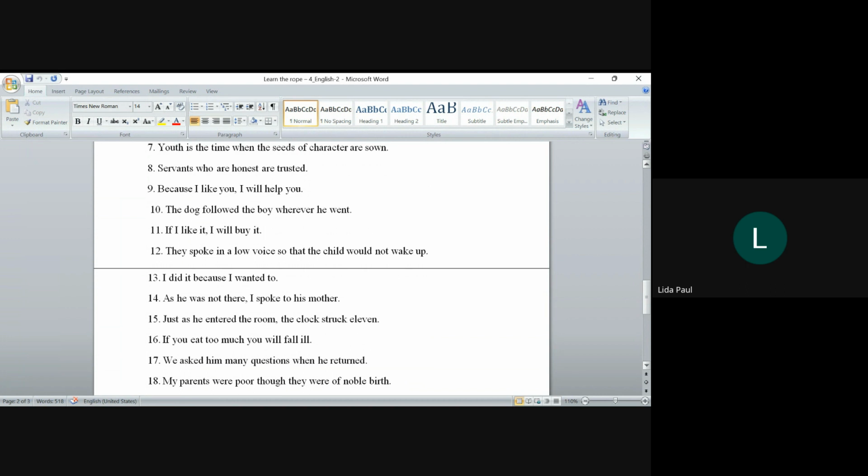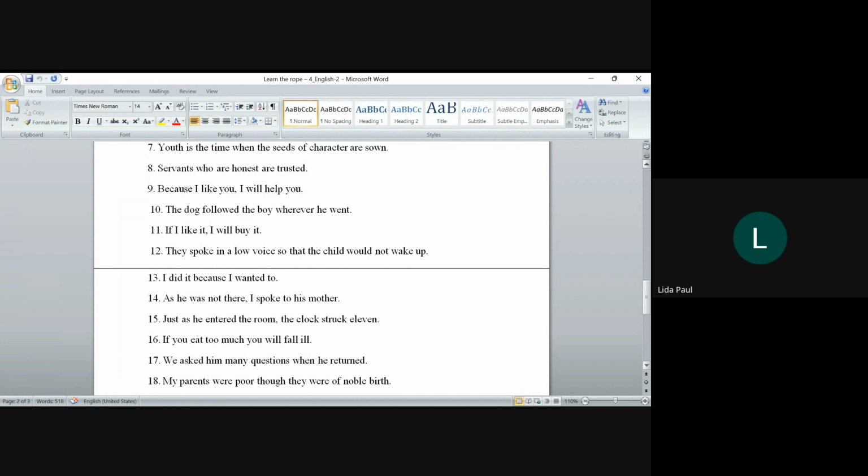11th one, if I like it, I will buy it. Easy, this one is. If I like it, I'll buy it. And what is this? If I like it. Condition. So if, adverbial. Adverbial, right? If I like it is adverbial. 12th one, they spoke in a low voice so that the child would not wake up. So that, ma'am, so that. Correct, that's right. So that the child would not wake up.